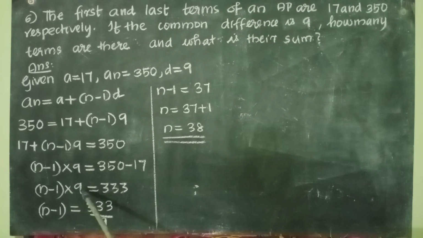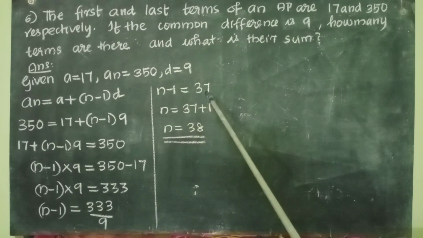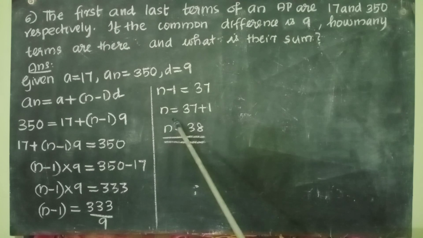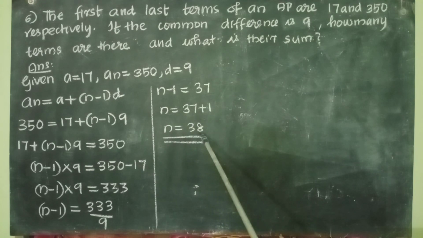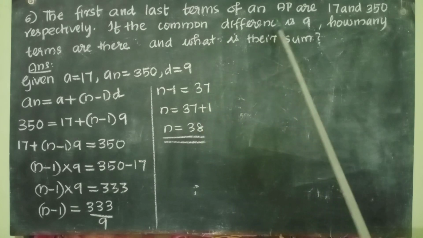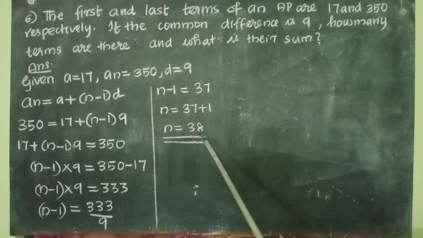(n minus 1) into 9 equal to 333. (n minus 1) equal to 333 divided by 9. This into 9 is taken to right side. That is n minus 1 equal to 37. n equal to 37 plus 1, that is n equal to 38. So we got the number of terms equal to 38.